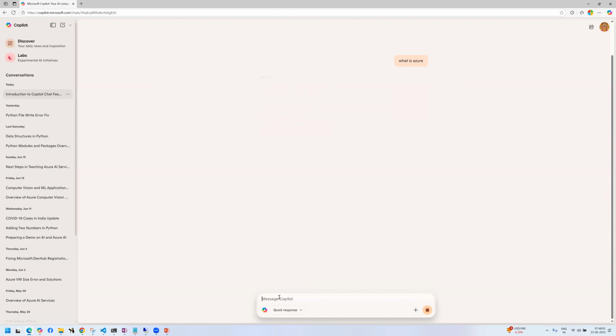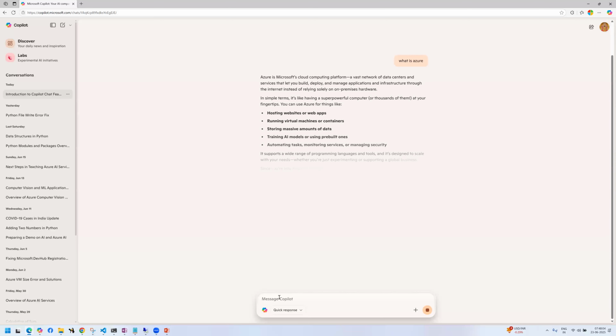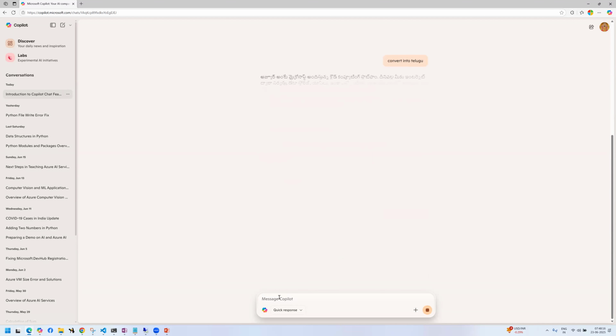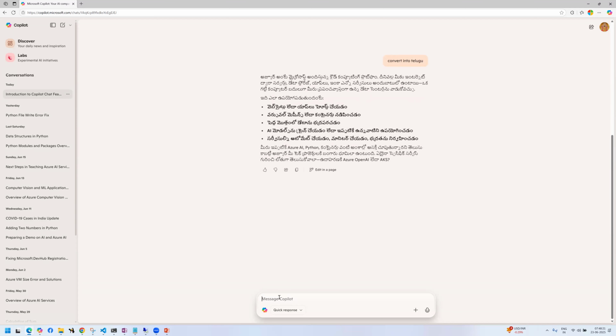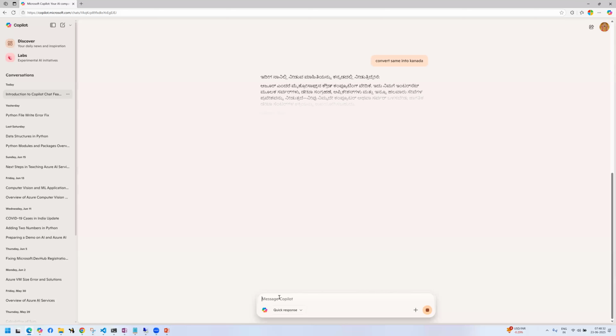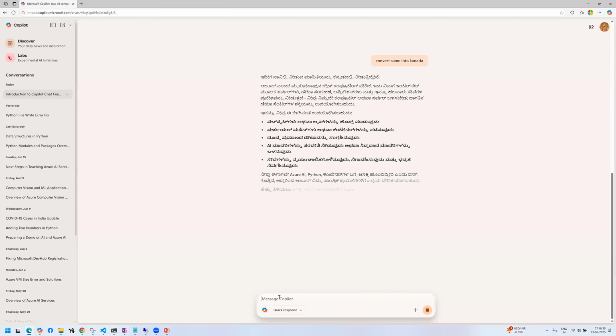Okay, now see, I am asking what is Azure. Generally my language is English, so it will display in English, right? Now I would like to read the same content in Telugu. Convert into Telugu. So this is exactly using natural language. Have you observed it is displaying in Telugu? If I know only Kannada, then convert the same into Kannada, and it will display in Kannada. We are exactly using natural language processing.